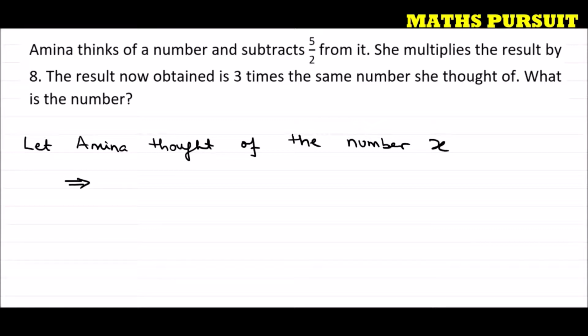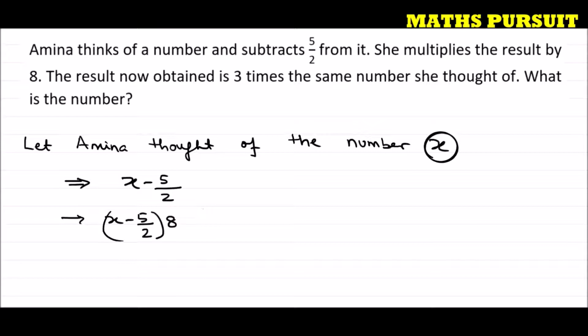Now, as per the question, Amina thinks of a number and subtracts 5 by 2 from it. That means if the number that Amina thinks of is x, we can write x minus 5 by 2, because we are subtracting. She multiplies the result by 8. Now x minus 5 by 2, she multiplies the result by 8. That means with this 5 by 2 in the next step, what is happening? Amina is multiplying 8 to this result.